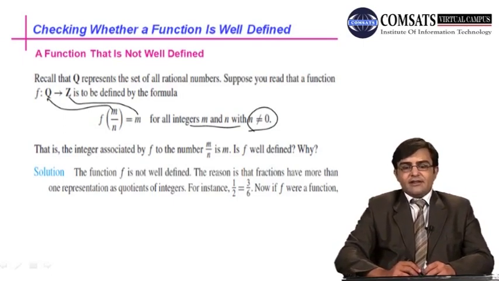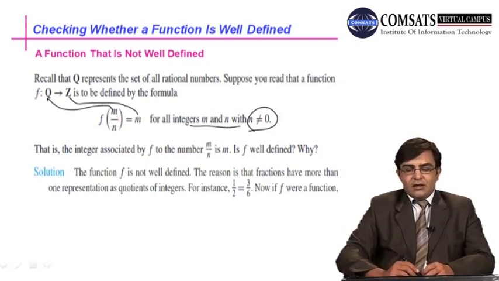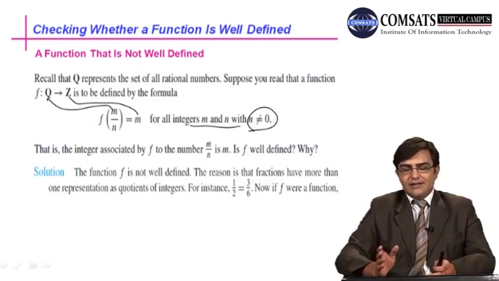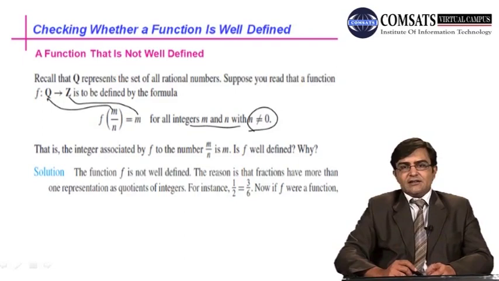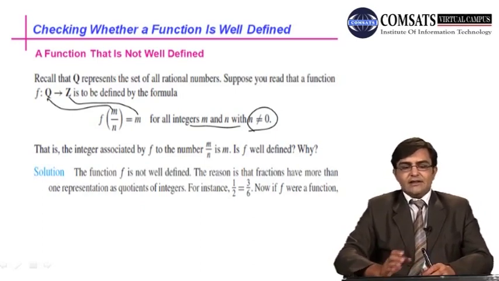Now we have to check whether this function is well defined or not, that is, whether this is a function or not. So we have to check the two conditions which we impose on the relation to be a function. The first is that every element of the first set must be utilized, that is, every element of Q here must be related to some element of Z. The second condition is that each element of Q must be assigned to exactly one element of the second set, which is Z here.